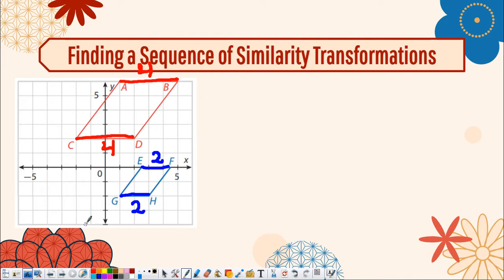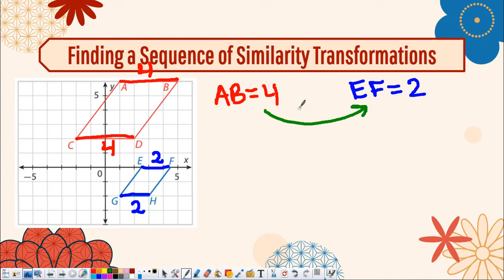All right, so it does look like it's dilation, and everything does look good so far. So, do I have the scale factor? The scale factor I do have. The scale factor is going from the red to the blue. Okay, so going from AB, which is 4, and transforming it to EF, which is 2, you can tell that your scale factor is going to be 1/2.